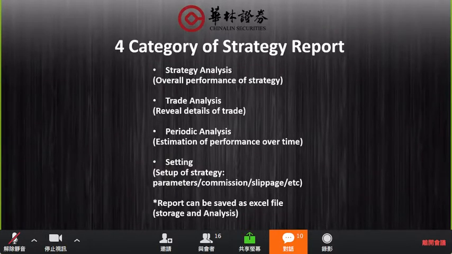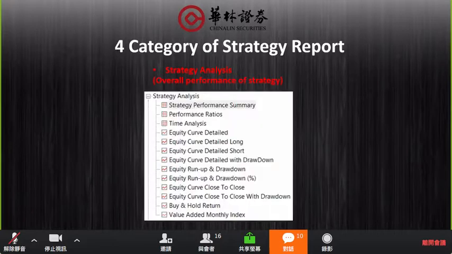And there are 4 categories of strategy report. Just like last lecture, if you click into the strategy report, you will see there are some categories for you to study. The first one we talk about is the strategy analysis. This is more like to give you an overall evaluation on the report, so you have an overall sense of how your strategy performed.